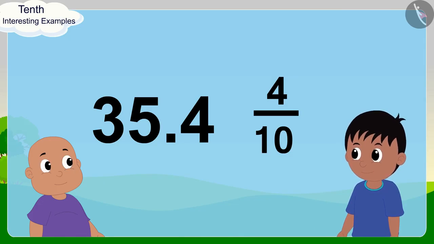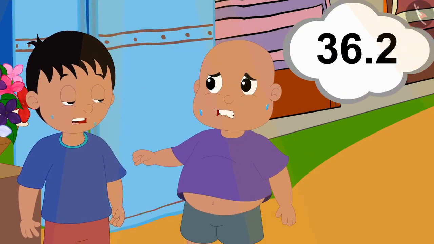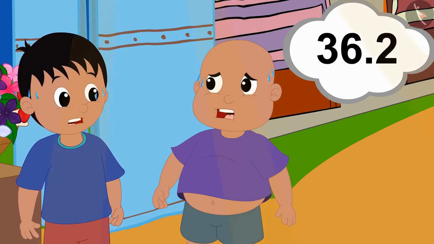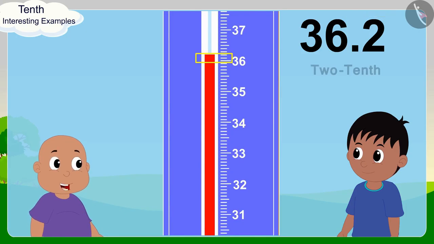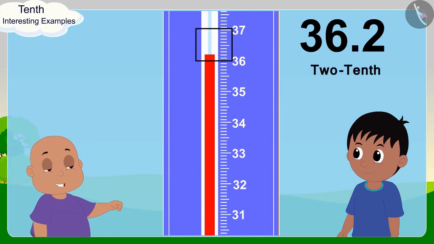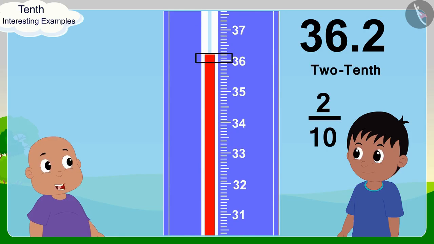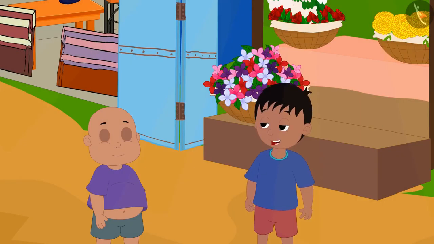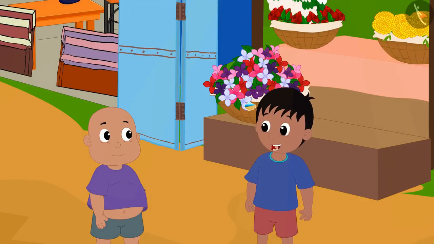Raju explained to Bablu. Well, if tomorrow's temperature is 36.2 degrees Celsius, then we can say that 0.2 degrees Celsius is 2/10 of a degree Celsius. Bablu said excitedly. Alright, Bablu, let us go for a walk on the seashore. We will get some relief from this terrible heat.